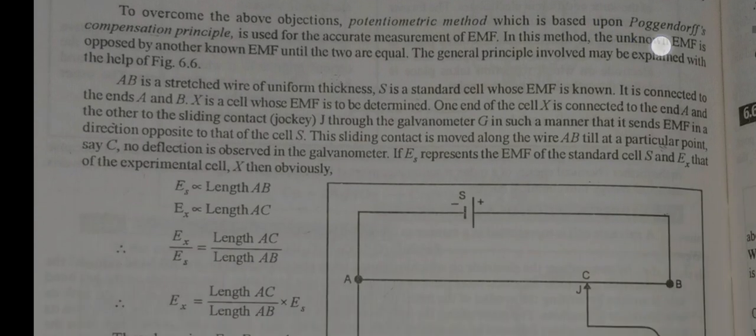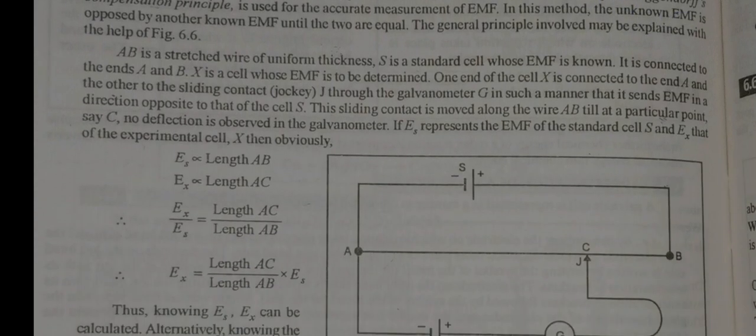AB is a stretched wire of uniform thickness. S is the standard cell whose EMF is known, and it is connected to the ends A and B. X is a cell whose EMF is to be determined. One end of X is connected to the end A and the other to the sliding contact J through the galvanometer in such a manner that it sends EMF in a direction opposite to that of the cell. The sliding contact is moved along the wire AB till at a particular point, say C, no deflection is observed in the galvanometer.